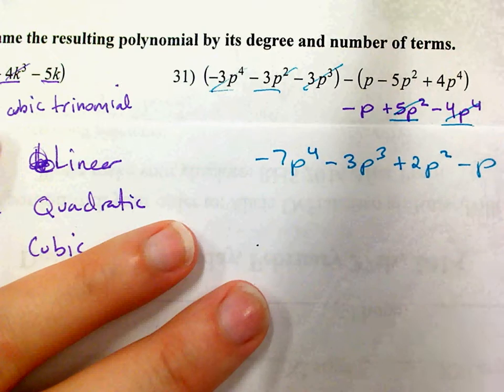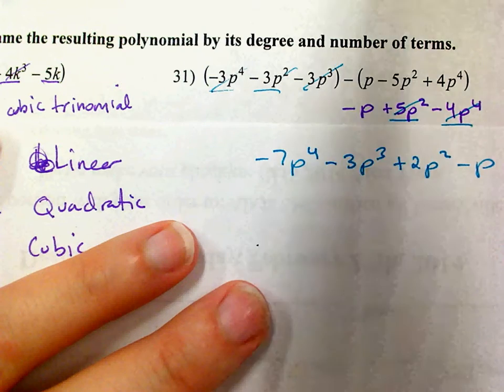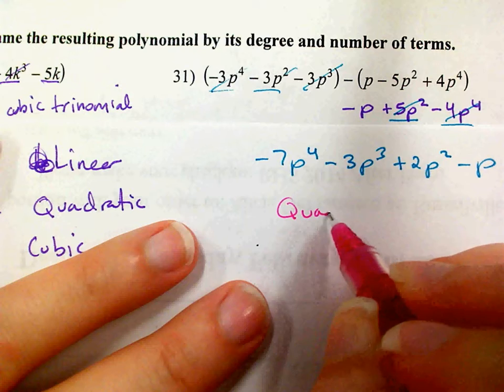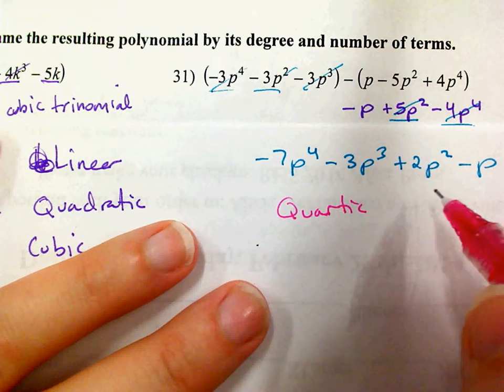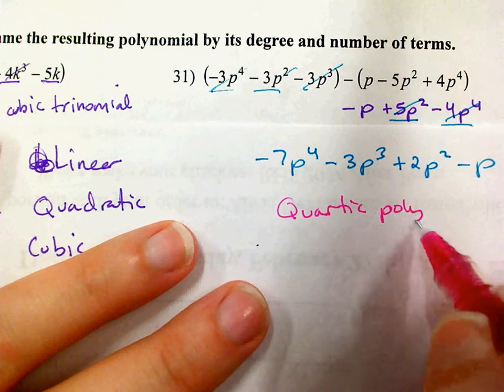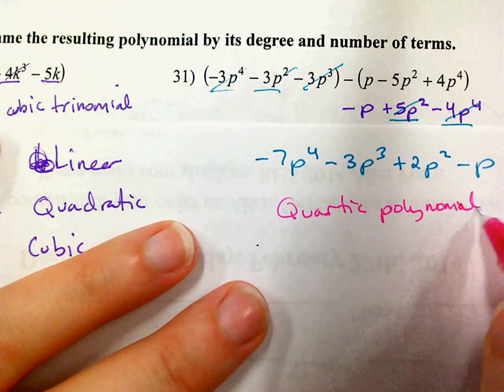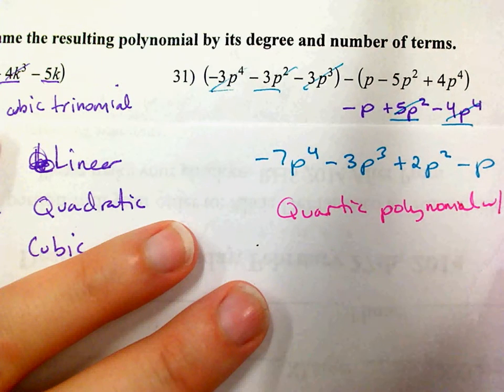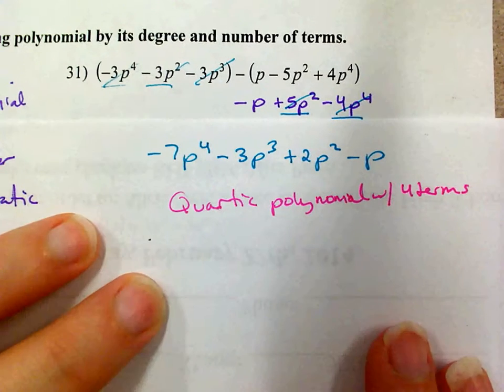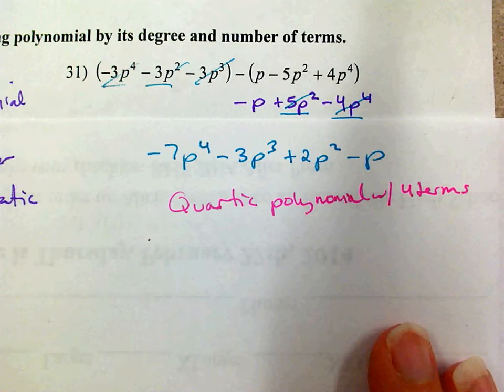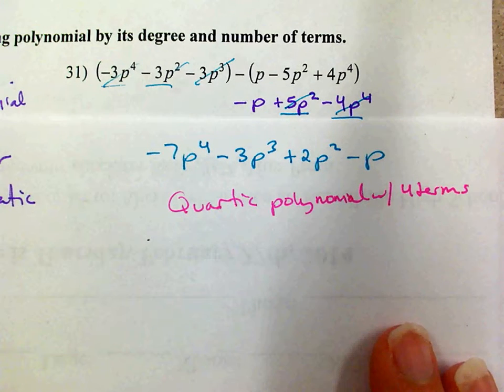Okay, the highest power is 4, so this is a quartic. And how many terms? Quartic polynomial with 4 terms. That's how I write it. If it had 2 terms, I would say quartic binomial, and so on and so forth.